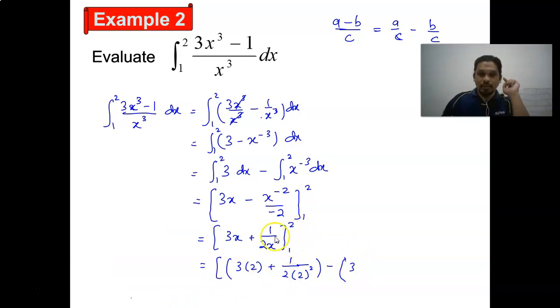Okay, 3. Just now we substitute with 2 here, 2 and 2. And now it's time for 1. Then for 1 here, 3 times 1 plus 1 over 2 times 1 square.